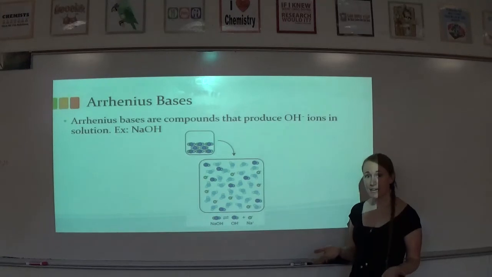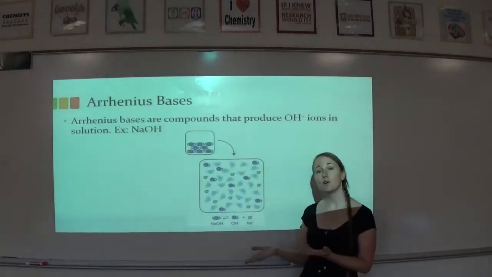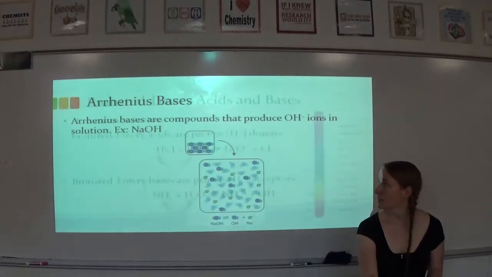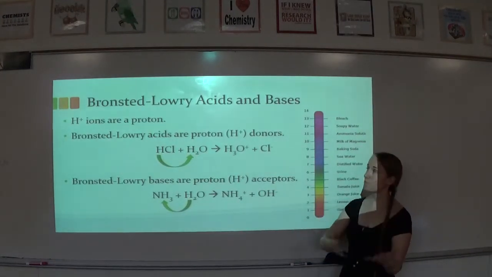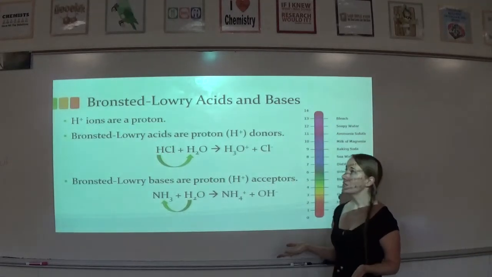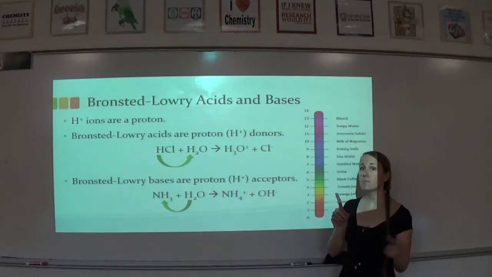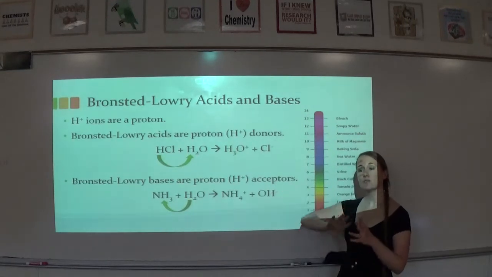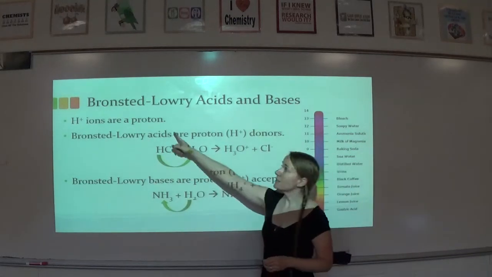An Arrhenius base produces OH- ions in solution. An example would be NaOH, because it'll break up into Na+ and OH- when you dissolve it in water. So an Arrhenius acid produces H+, an Arrhenius base produces OH-. Next let's move on to Bronsted-Lowry. H+ ions are also known as a proton because hydrogen has 1 proton, most of them have 0 neutrons, and 1 electron. If you make it H+, we remove the electron, so all you have left is a proton. So H+ is also called a proton.